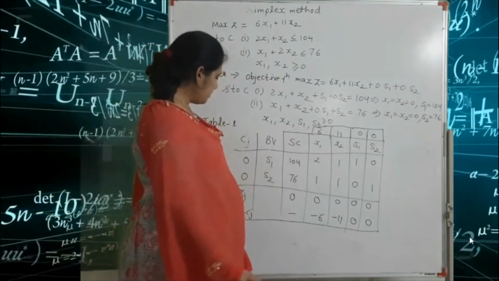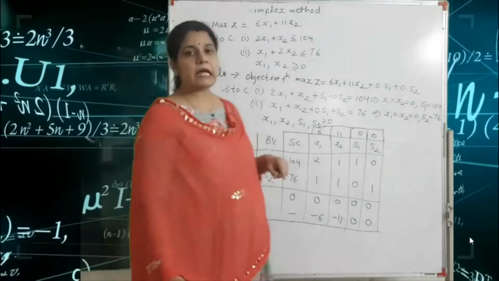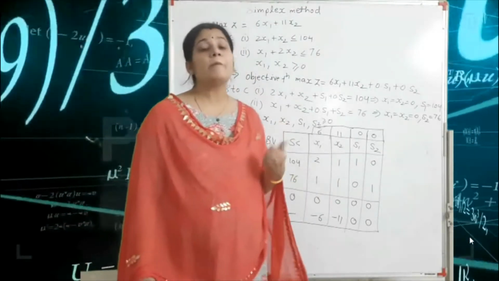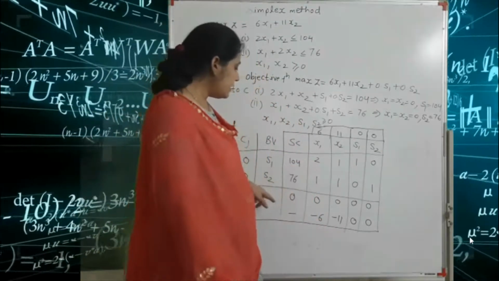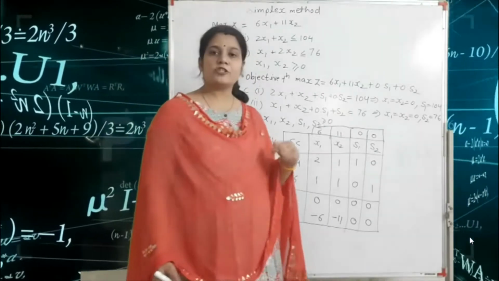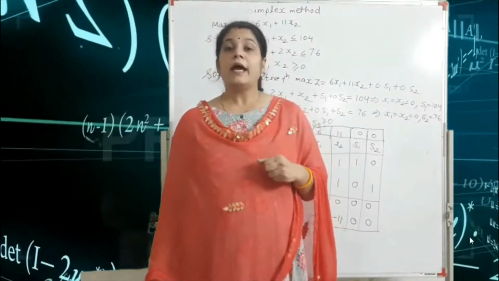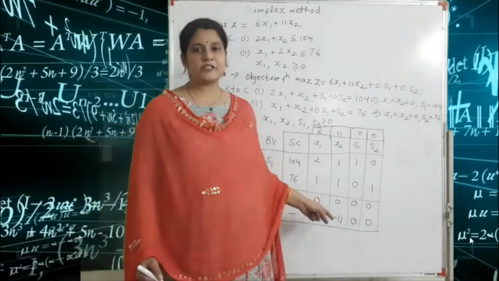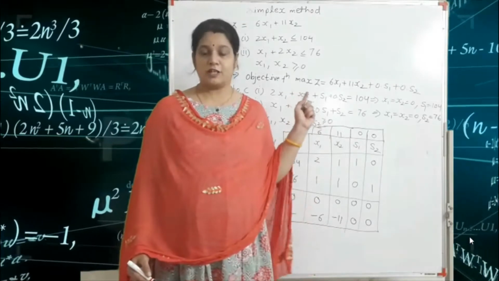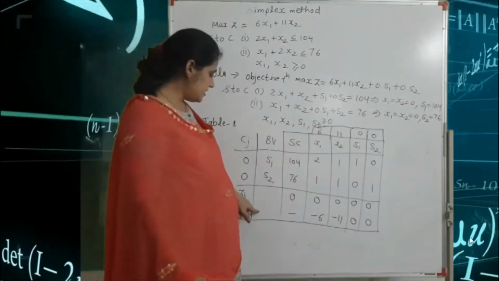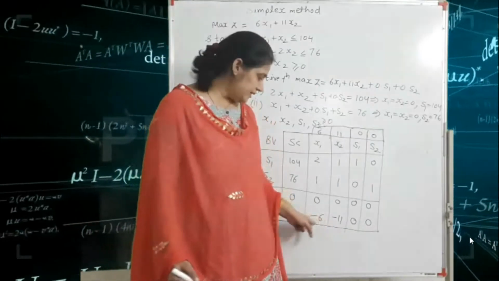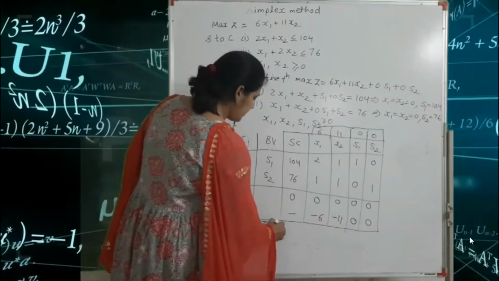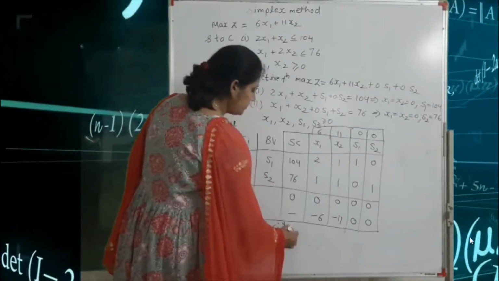Here one point is very important. For finding table 1, the initial table, your Zj is always 0 in the simplex method. The question is given in maximization form, so if Zj minus Cj is greater than equal to 0, then the iteration is completed. But here two Zj minus Cj values are negative, minus 6 and minus 11. That means Zj minus Cj is not greater than equal to 0.